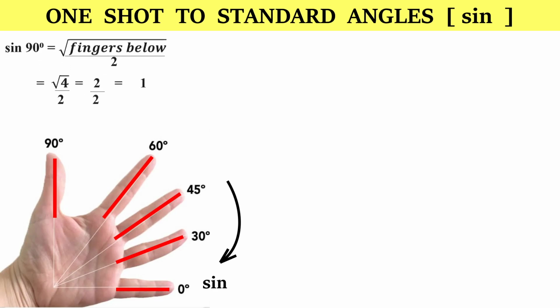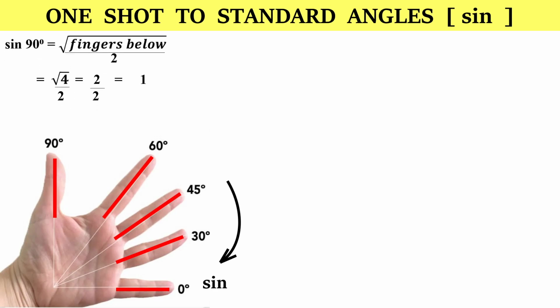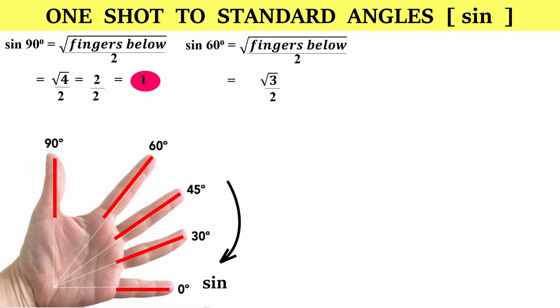So let's start. Now this time we have taken sine 90. When I look at the fingers of my hand, 90 degree has been awarded to the thumb. Now how many fingers are below 90 degree? Yes, there are 4. So same thing, square root of 4 upon 2. Square root of 4 is 2, we know, and 2 upon 2 gives us 1. So here we have the value of sine 90 degree, it is 1. Whenever in some questions you come across sine 90, don't forget to substitute its value, it is 1 always.